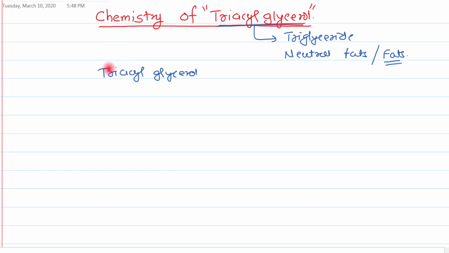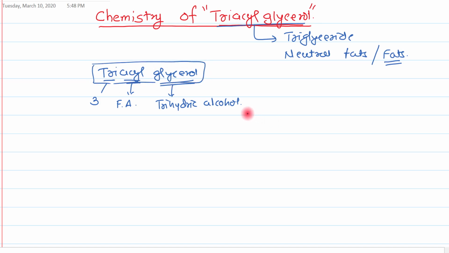Triacylglycerol. The tri means 3. Acyl is a hydrocarbon chain, and we know that the compound in lipids which is related to the hydrocarbon chain is fatty acid, and glycerol is a trihydric alcohol. By the name we can get some idea about the structure. So that means this glycerol compound is bound with 3 different fatty acids.